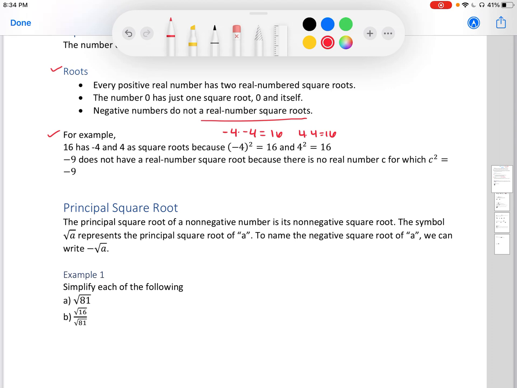Negative 9 does not have a real number square root because there's no real number c for which c squared equals negative 9. So think about it. What two numbers can we multiply to get 9? 3 and 3, right? But I can't think of two numbers where my answer is negative 9, because these two numbers need to be the same, right? So if they're both negative, my answer will result in positive. And if they're both positive, my answer will result in positive again. So there's no real situation where I have a single number squared to give us a negative. It's never negative.